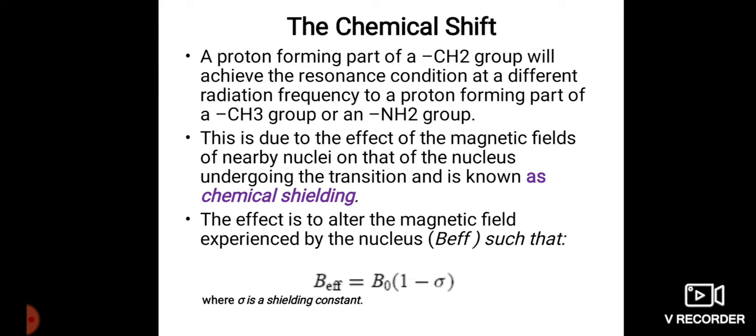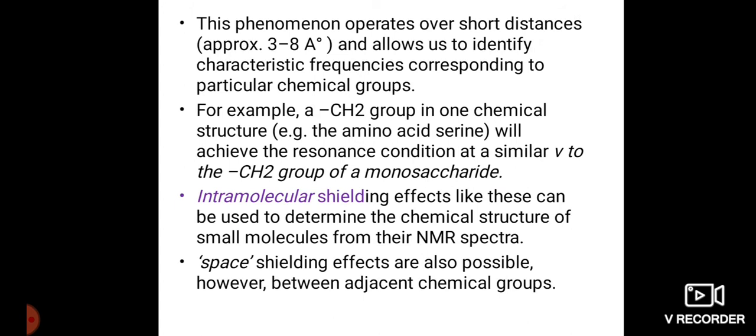So, this is mainly because these two can shield the magnetic field strength by absorbing some amount of the magnetic field strength of the applied one. Therefore, the effective magnetic field strength is B effective equal to B naught into (1 minus sigma). What is sigma? Sigma is called the chemical shift, and this phenomenon generally operates within a very short distance of 3 to 8 angstroms.